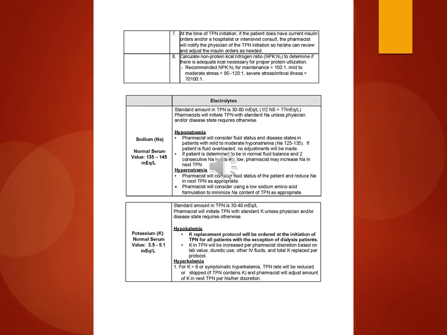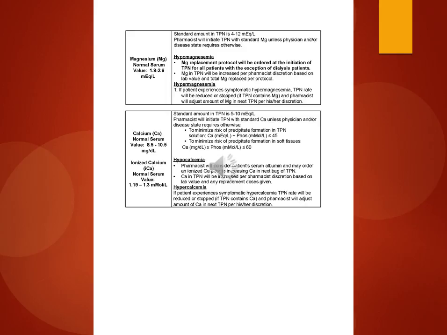Hypokalemia: K replacement protocol will be ordered at the initiation of TPN for all patients with the exception of dialysis patients. K in TPN will be increased per pharmacist discretion based on lab value, diuretic use, other fluids, and total K replaced per protocol. Hyperkalemia: 1. For K more than 6 or symptomatic hyperkalemia, TPN rate will be reduced or stopped. 2. If TPN contains K, the pharmacist will adjust amount of K in next TPN per his/her discretion.